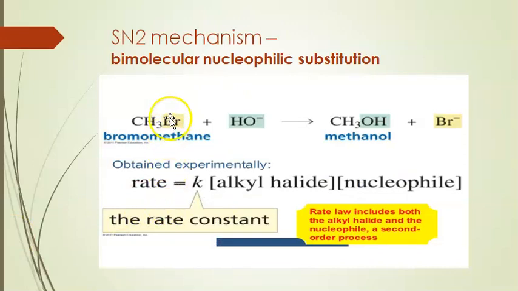First, two types of SN reactions occur, that are the SN1 and SN2 mechanisms. In this first, we have to study the SN2 mechanism. SN2 means the bimolecular nucleophilic substitution reaction. In this bimolecular nucleophilic substitution reaction, that is the hydrolysis of methyl bromide takes place to form methanol and the bromide ion.